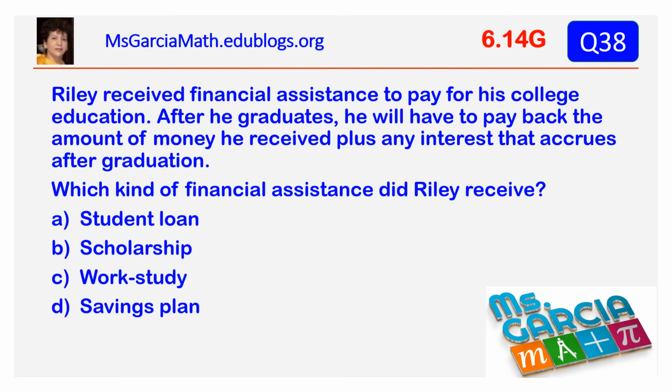$535.25. Riley received financial assistance to pay for his college education. After he graduates, he will have to pay back the amount of money he received plus any interest that accrues after graduation. Which kind of financial assistance did Riley receive?